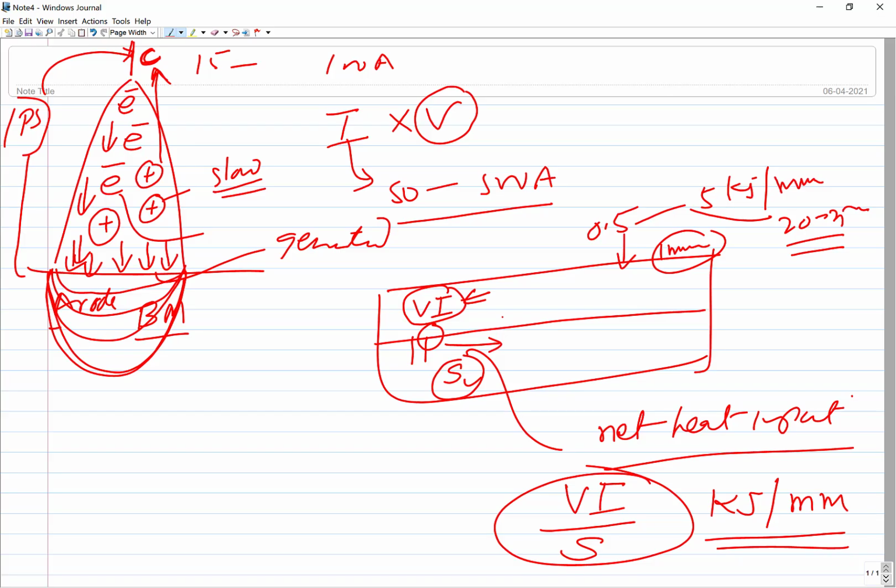Another thing is that the power of the arc, which is given in terms of the voltage and the current, gives us the heat generated per second, in watts. It is the heat being delivered per second. When it is divided by the welding speed, we get the heat input being given to a particular location. So we get the net heat input.